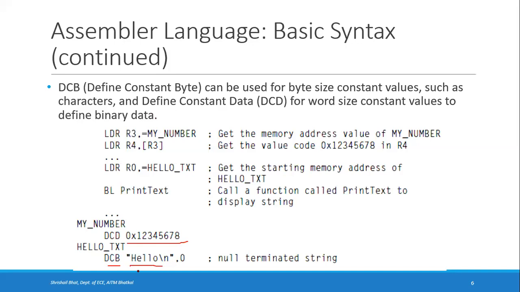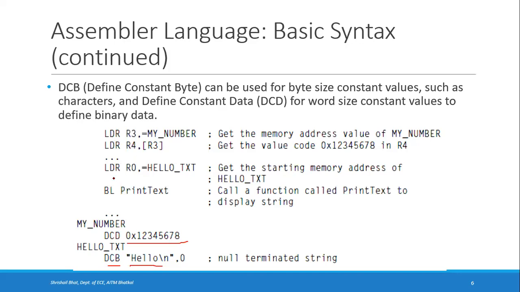First you are loading the address of this: LDR R3, my number. So get the memory address value of my number. Wherever this is in the memory location, its address will be copied into R3. Then LDR R4, R3 in the brackets. If you write R3 in the brackets, it is indirect addressing mode. That is, the contents of the memory location pointed to by R3 are copied into R4. So from this particular address, you are copying the value into R4.